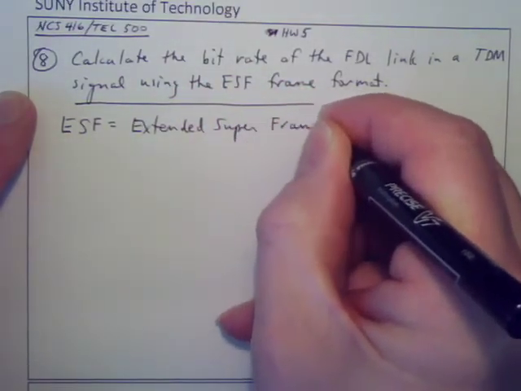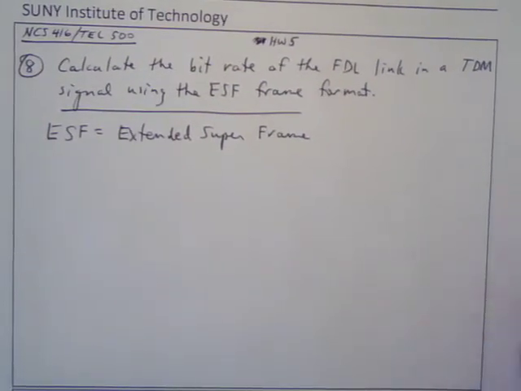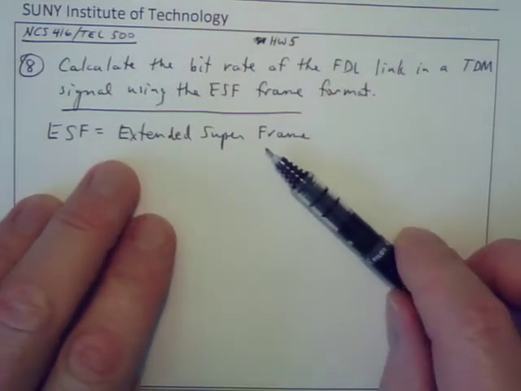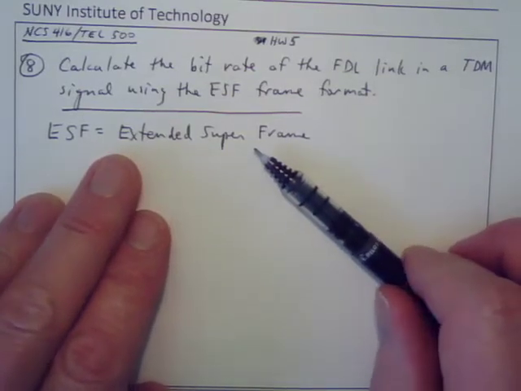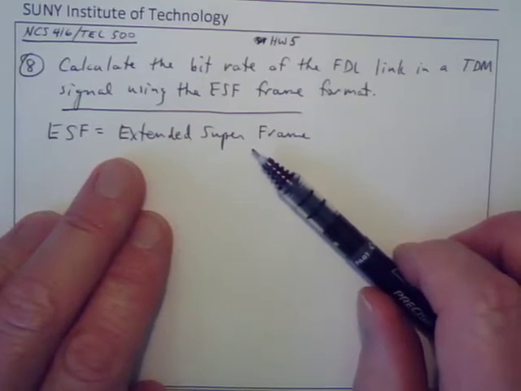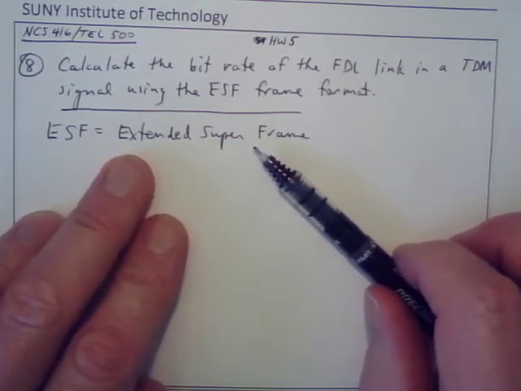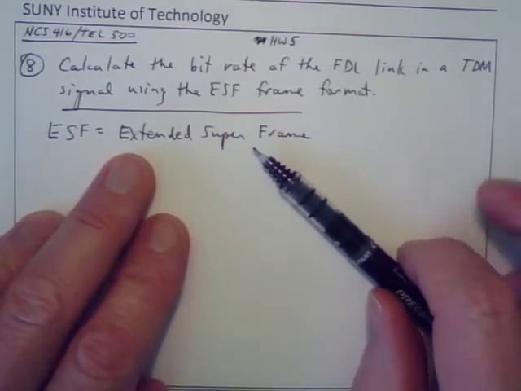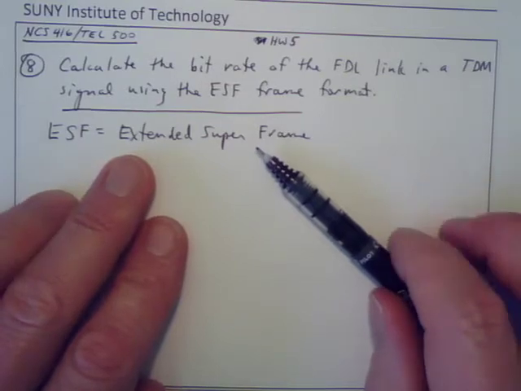And what they did was they started off with a DS1 frame and said, you know what, we've got too much overhead there. We've got a framing bit every 193 bits. And so we made this 1.544 megabit per second signal out of 24 bytes and one framing bit. Well, what you can do is say, you know what, we don't need as many framing bits. We don't have to have a framing bit as often.